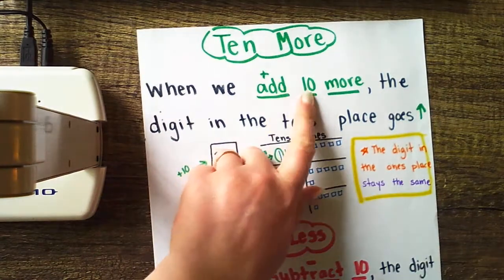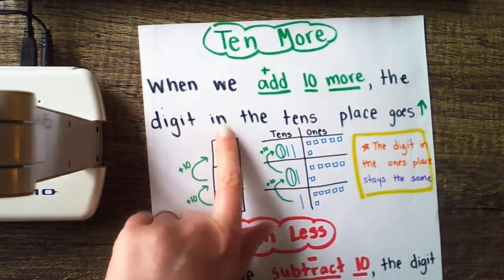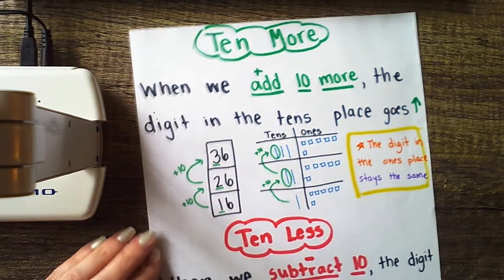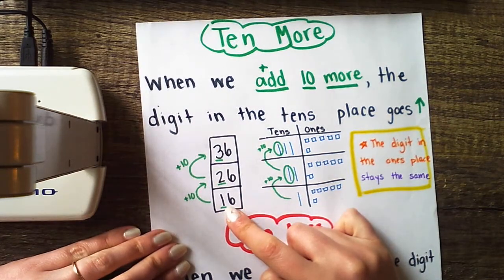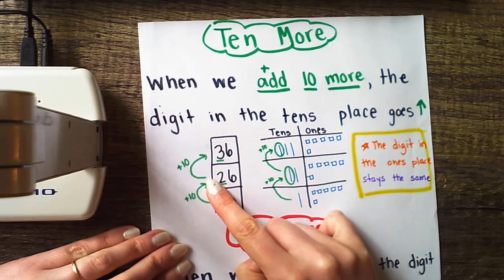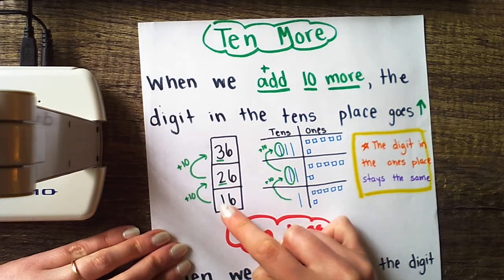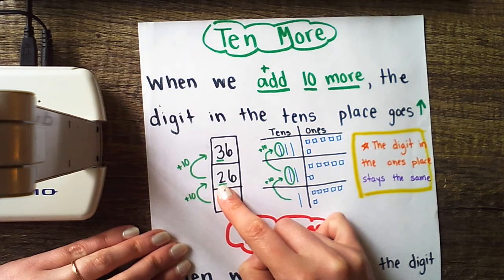When we add 10 more, this is when we're looking for 10 more, the digit in the tens place goes up by 1. Check this out. If we started at 16 and we added 10 more, we will get 26. The only thing that changed was my digit in the tens place. Instead of having 1 ten, now I've got 2 tens.